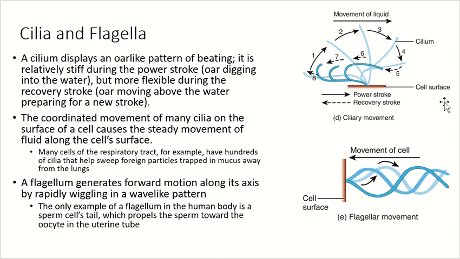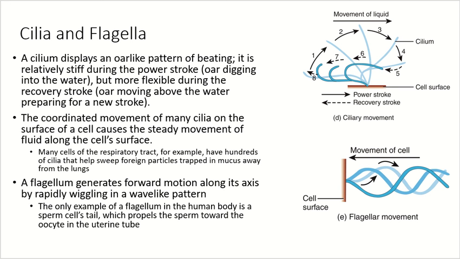So, looking at the movement of the cilia versus the flagella. Cilia are going to display a more oar-like pattern of beating in which they have a relatively stiff power stroke, where you've got a big swipe, and then a more flexible recovery stroke where you bend backwards. This is going to be kind of like an oar that's moving through water and then preparing for a new stroke. So a big power stroke and then a nice, soft, relaxed recovery stroke.